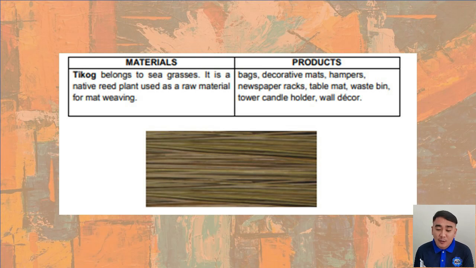Lastly, we have tikog. Tikog belongs to sea grasses. It is a native reed plant used as a raw material for mat weaving. The products are bags, decorative mats, hampers, newspaper wraps, table mat, waste bin, tower candle holder, and wall decor.